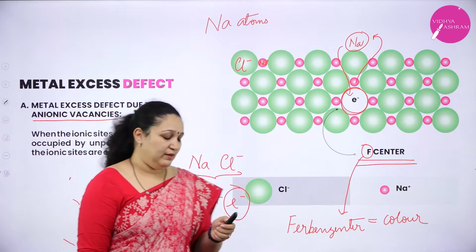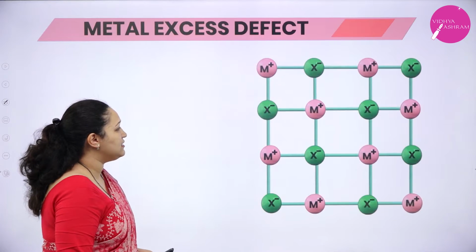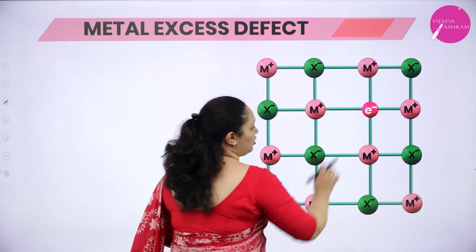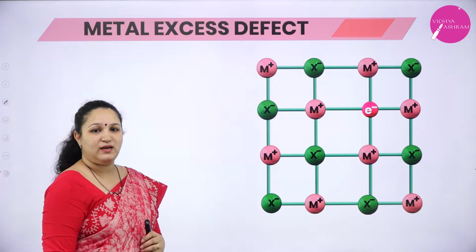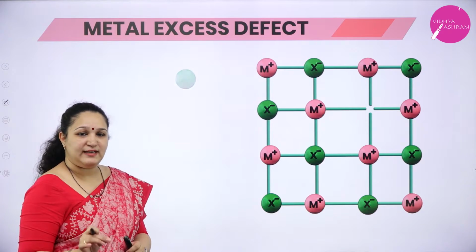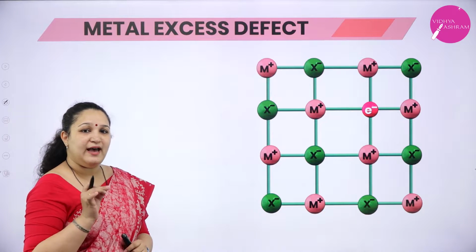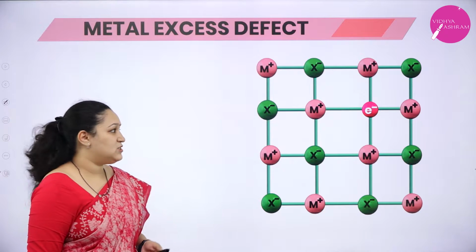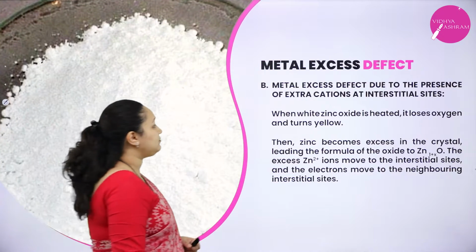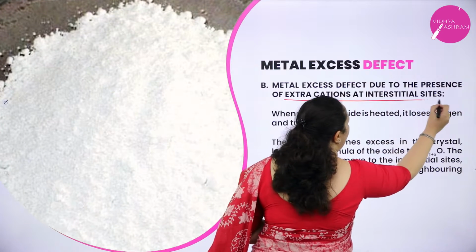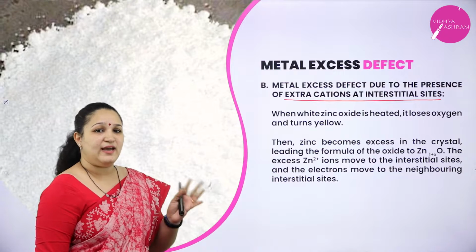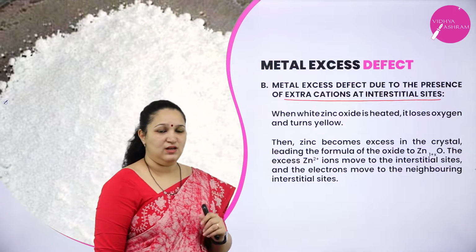To understand even better, here you can see the anion will diffuse out, and instead of that, what is occupying? Electron is occupying its space, and that center is called an F center. So the next one is metal excess defect due to extra cation in the interstitial site.